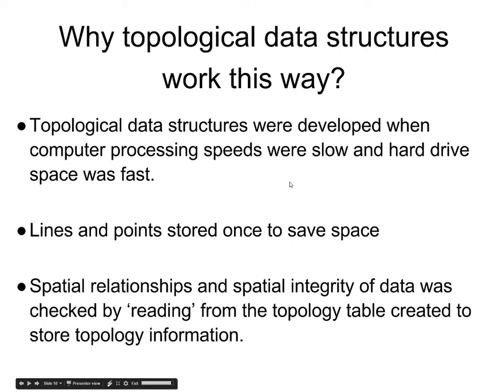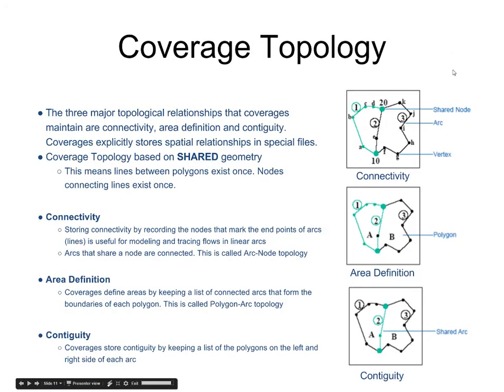So topological data structures back in the days of the coverage worked this way because they were developed when computer processing speeds were slow and hard drive space was expensive. Lines and points were stored only once to save space, because the hard drives were small. And the spatial relationships and spatial integrity of the data was checked by reading from the tables of topological information and returning an answer. Again, today, you try not to read from disk. That's called reading from disk.